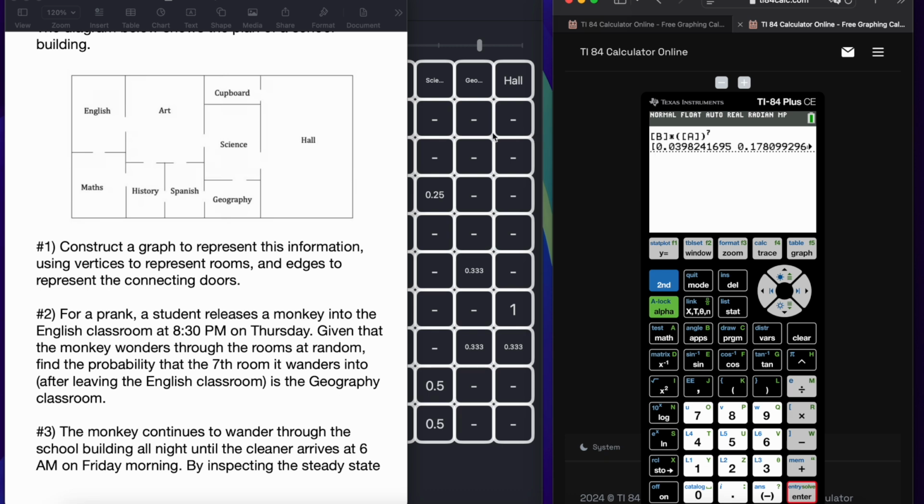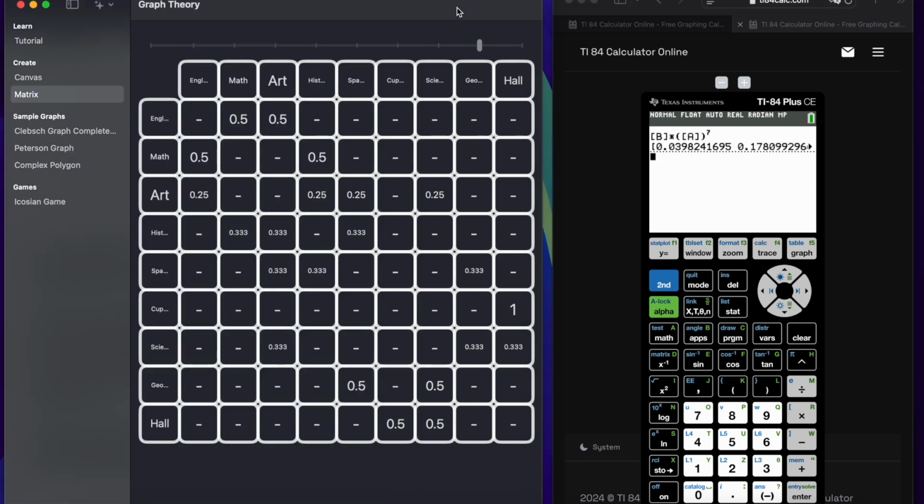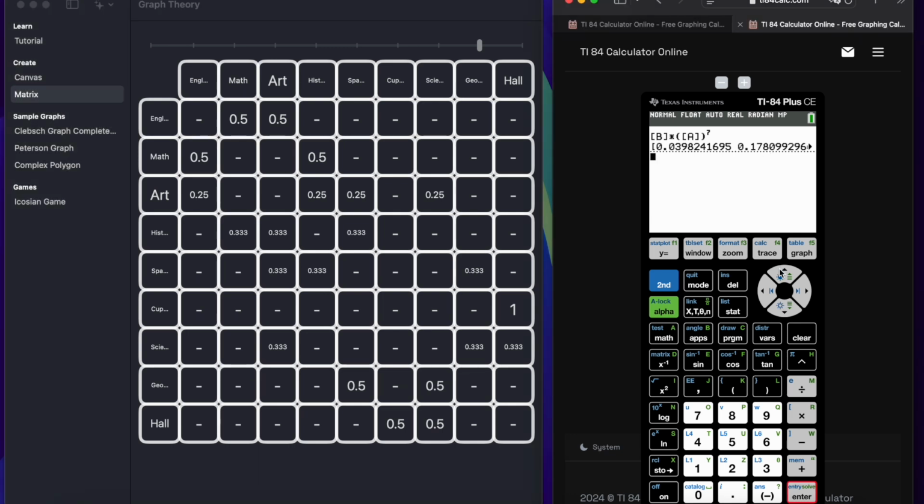Okay, so what we want to do, we want to find the probability that the monkey ends in the geography room. So we're going to go back to our transition matrix and figure out where the geography room is. So in this transition matrix that we constructed, the geography room is the 8th vertex, or the 8th column. So I want to look at the 8th value of this answer.